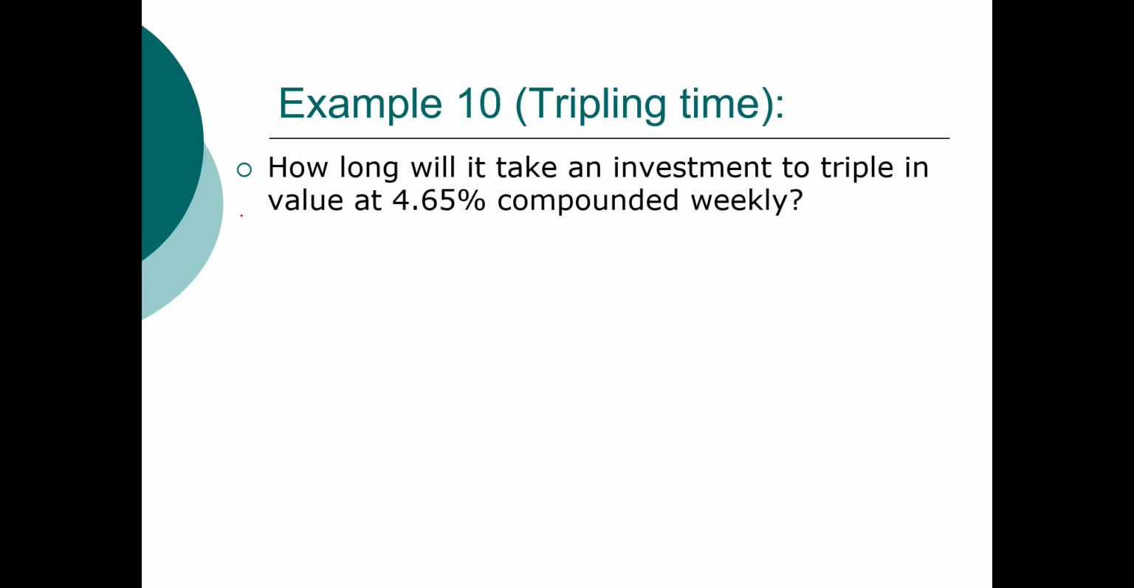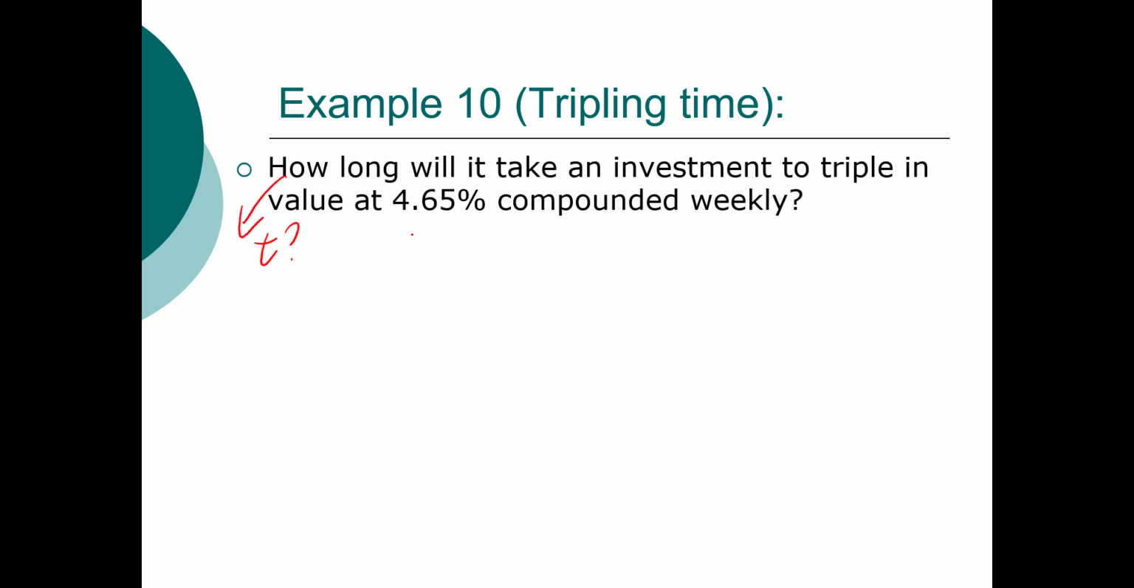Last one, tripling time. How long will it take an investment to triple in value at 4.65% compounding weekly? In the application of exponential functions, when we talk about population growth, we also look at the tripling time, and they are similar in nature. We're also dealing with the exponential function, exponential growth. Triple. Here, how long? That means we're looking for time t.